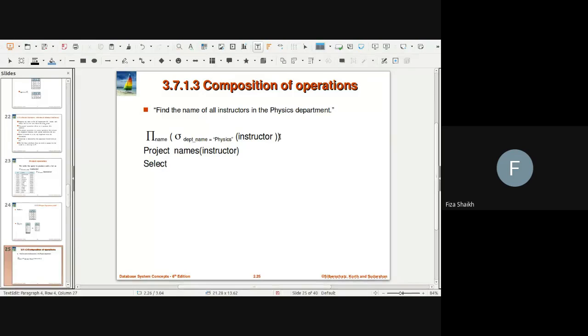Question is that we wanted to perform the project operation and also the select operation. If we first perform the project operation, it says find the names of all instructors. The instructor relation has ID, name, department name, and salary as attributes. If we first perform the project operation, it will return all the names of the instructors. Now my question is, on the names after performing the project operation, can we apply the select operation?